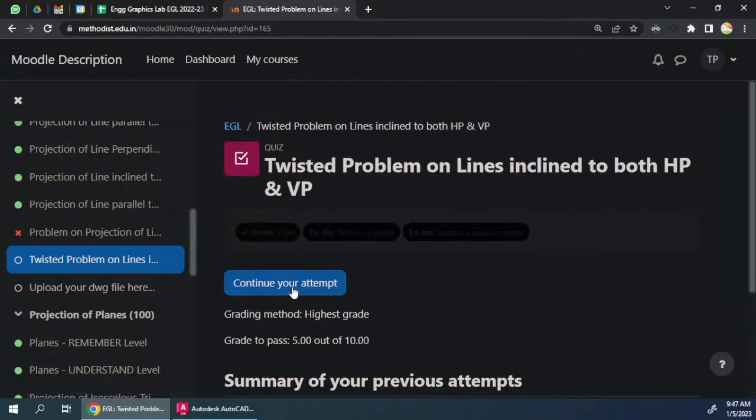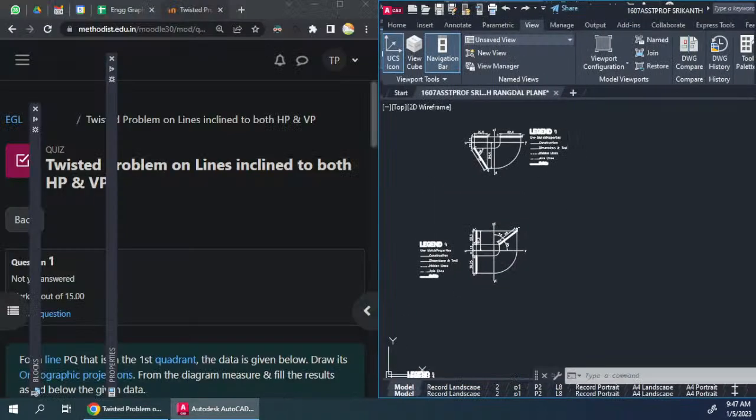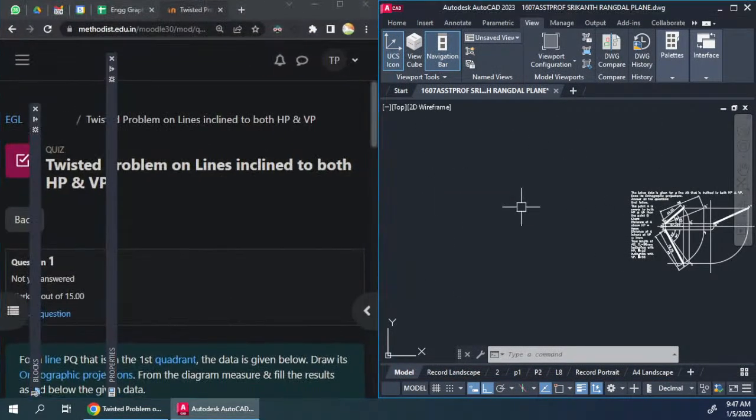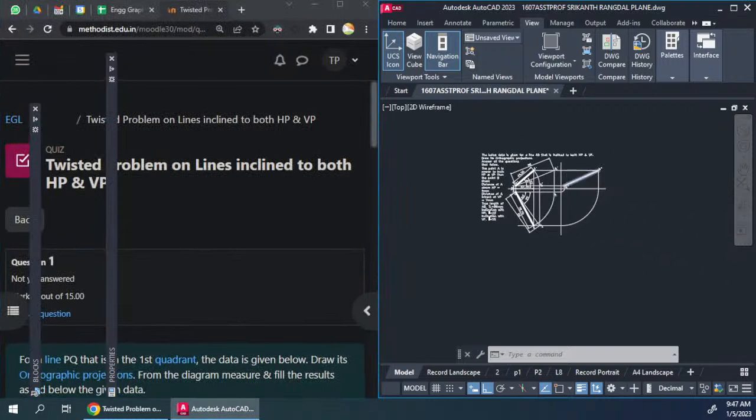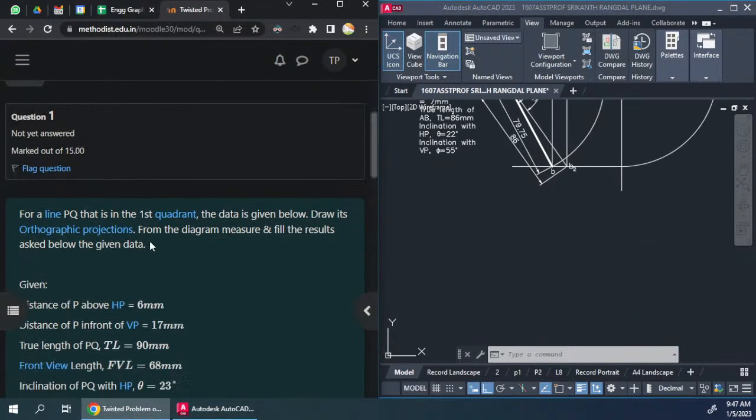So I had already started attempting it, so let's click continue attempt, keep it at the side. On this side I already have a template. This problem we had solved in the previous class. Let's go ahead and solve the problem that we have today.